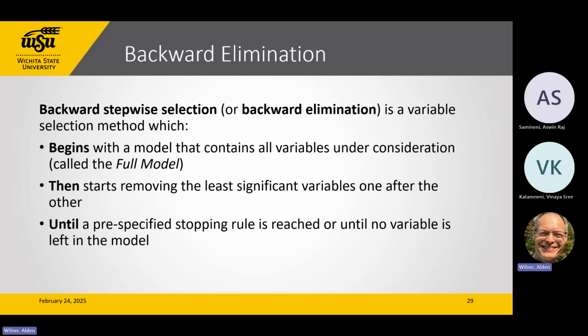Backward elimination. This is the opposite of forward selection. In forward selection you start with a model that has no variables in it and add the features. How about if we start with a model with every feature included, and then find the most useless feature and throw it away until we reach a threshold? Same kind of thing. Begin with a model, called the full model. Start removing the least significant variables until we either reach a pre-specified stopping rule or there's nothing left in our model.